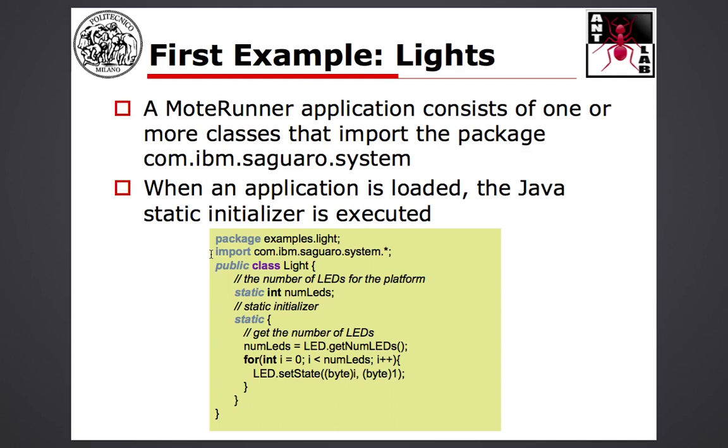The only mandatory library that you have to import in your Java file in order to produce an assembly is the following one: com.ibm.saguaro.system.asterisk. This asterisk means that you want to load all the sub libraries which are part of this system library. And as you can imagine, this will contain the APIs, the interfaces for accessing all the functionalities that MoteRunner exposes to you.